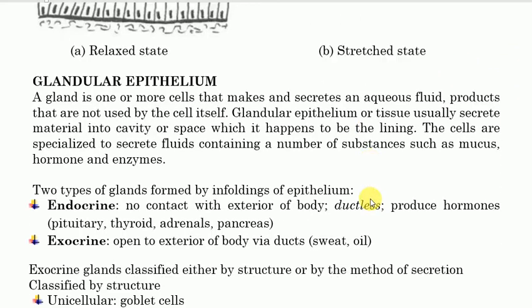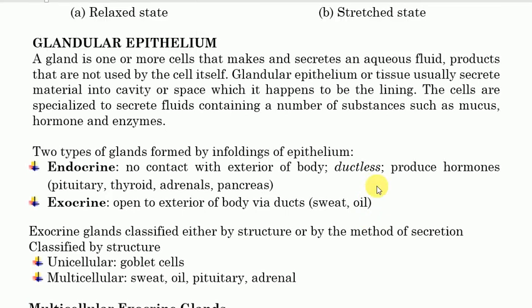Tumalizie na glandular epithelium. Kwenye glandular epithelium, hizi ni epithelium ambazo zime make up glands. Glands zote zimekuwa made up of cell. A gland is one or more cell that make or secrete aqueous fluid or products that are not used by the cell itself. Tutaona vizuri kwenye coordination, lakini natakiwa uelewe kwamba glandular epithelium or tissues usually secrete material into the cavity or space which it happens to be lining. The cell are specialized to secrete fluids containing a number of substances such as mucus, hormones, and enzymes.